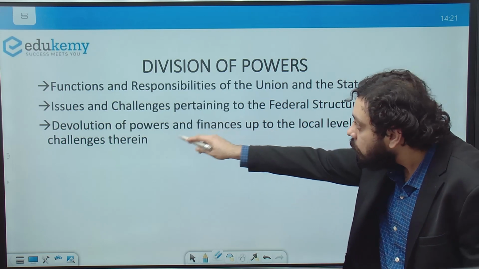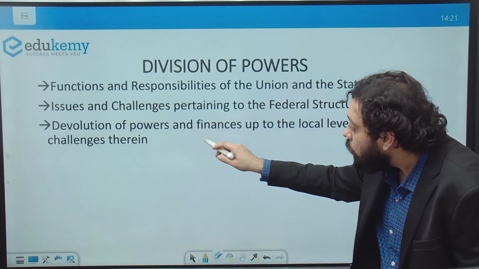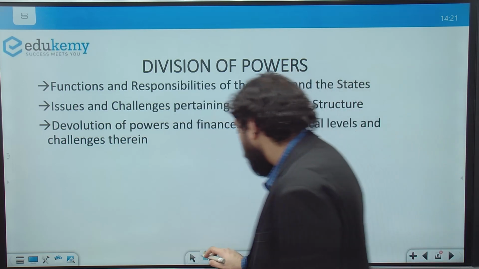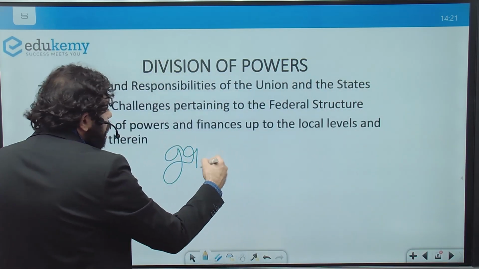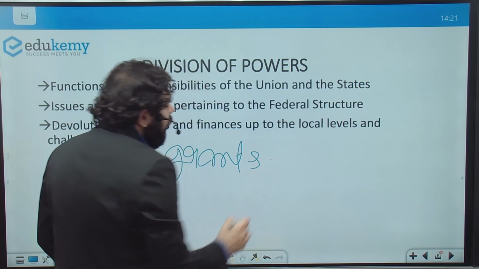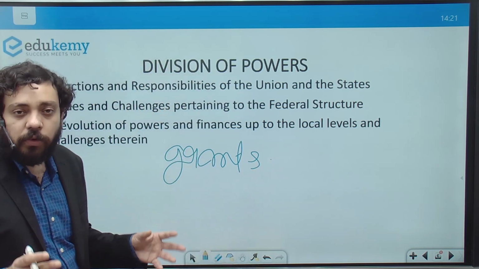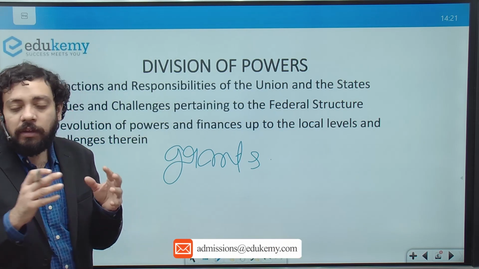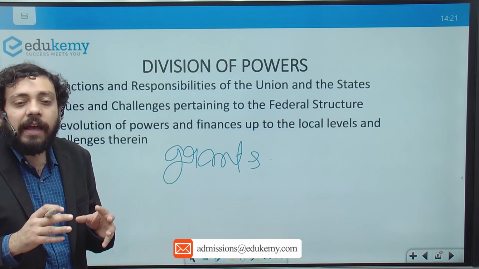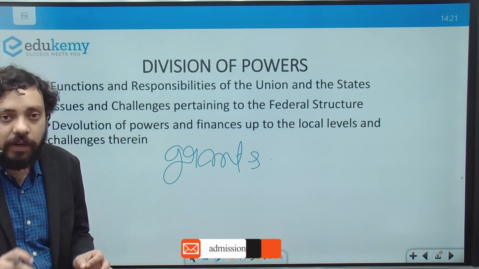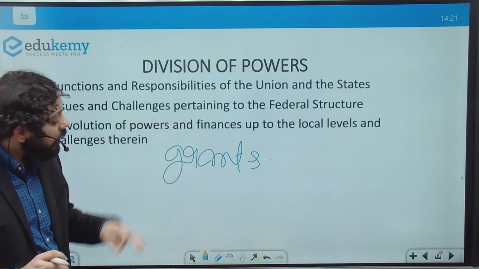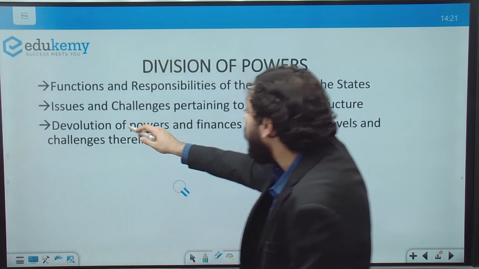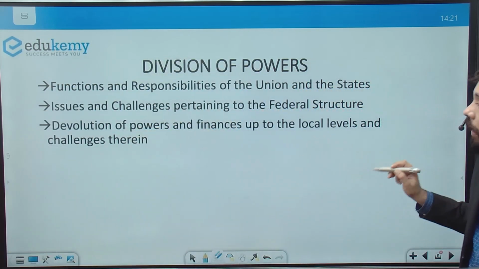And then the last part in this element is devolution of powers and finances up to the local levels and challenges there. So it talks about the grants which are given by the Union of India to the states of India. You would remember the discourse about the Bimaru states, etc., that there were states after states asking the government of India to be declared as states which are in need of dire funds, with the grants which are to be given by the Union of India. All of these kinds of questions and discourses are going to be covered under devolution of powers and finances.